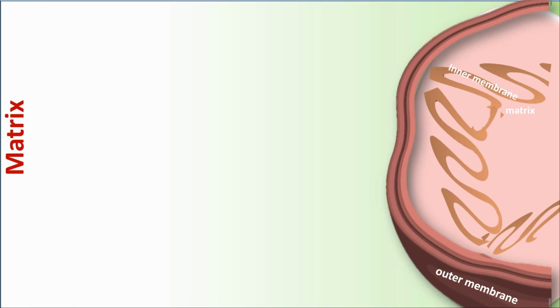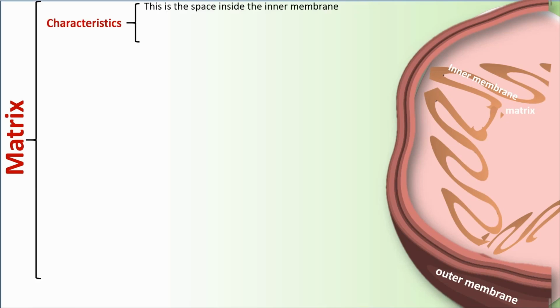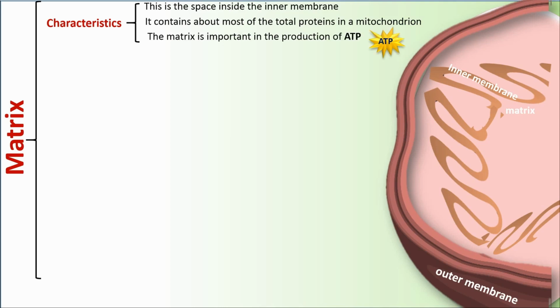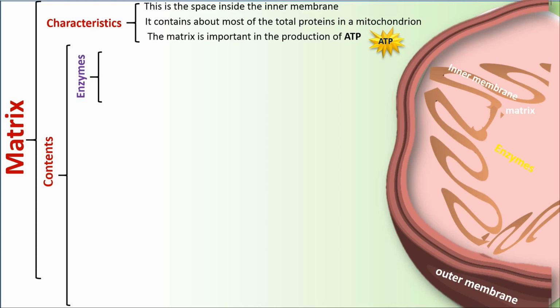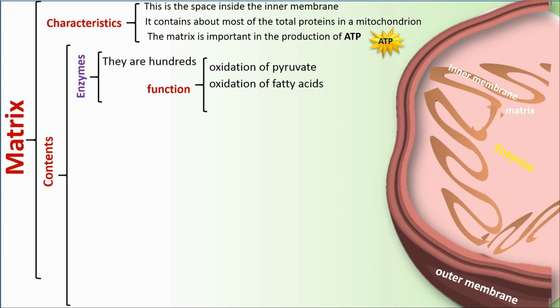Matrix. This is the space inside the inner membrane. It contains most of the total proteins in a mitochondrion. The matrix is important in the production of ATP. Matrix has a lot of contents. Enzymes: there are hundreds. They play roles in oxidation of pyruvate, oxidation of fatty acids, and citric acid cycle or Krebs cycle.